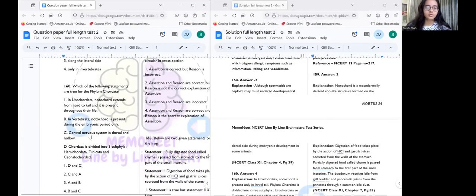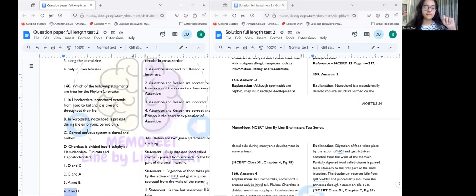Which of the following statements are true for phylum Chordata? The true statements in this case are option number 4, which is B and C. Statement B: in Vertebrata, notochord is present during the embryonic period only. Is that true? Yes, after that it is replaced. And C: central nervous system is dorsal and hollow. This is also correct. These two statements are correct because they are broadly facts. Like if I tell you that humans have two eyes, they have two eyes. So yes, they are facts. They cannot be explained much.